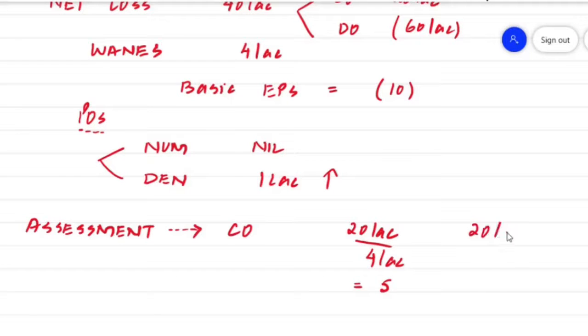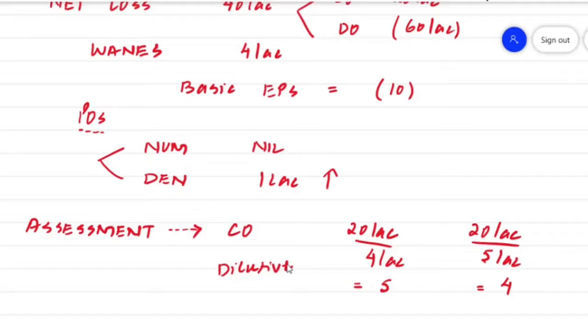And then you're going to calculate the earning per share post conversion. The adjusted numerator is 20 and the adjusted denominator is 5. So you get an earning per share post conversion of 4. There is a decrease in the earning per share, which means these potential ordinary shares are dilutive in nature.